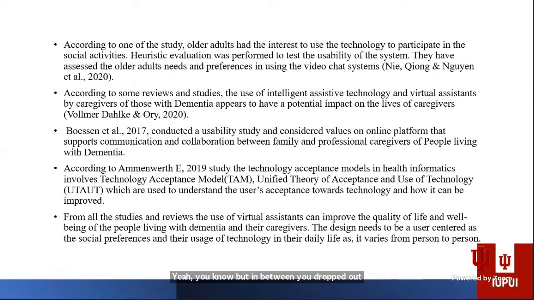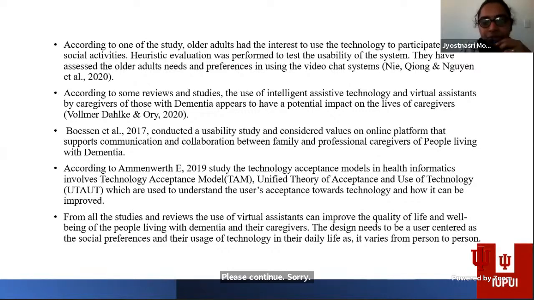Okay, please continue. Sorry. So from all the studies and reviews, the use of virtual assistants can improve the quality of life and well-being of the people living with dementia and their caregivers. The design needs to be user-centered and consider the social preferences of their usage of technology in their daily life, as it varies from person to person.